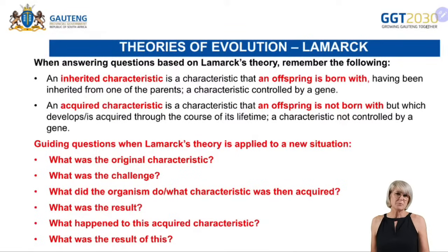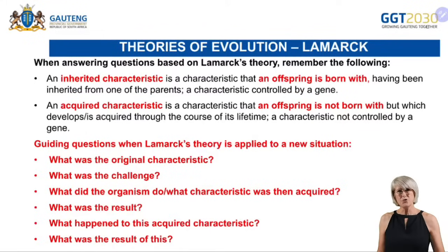So if we look at the example of the giraffes, according to Lamarck, they were all born with short necks. And once they had eaten all the leaves and the lower leaves of a tree, the nice juicy new leaves were higher up in the tree. And for them to reach them, they had to stretch their necks. And when they stretched, their necks became longer. That then became the acquired characteristic. And it became longer through use. Okay, so they used their necks to stretch. And that then led to it becoming an acquired characteristic.